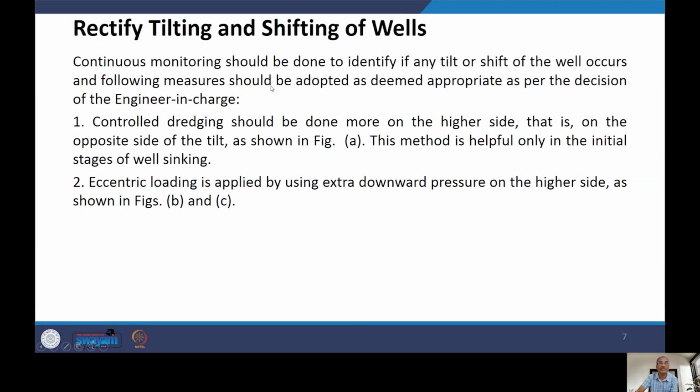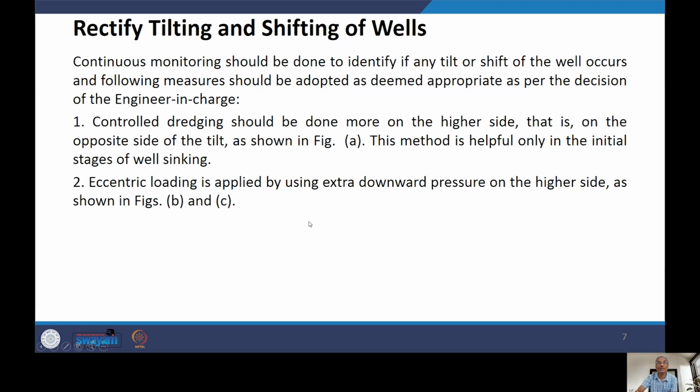Now the issue is how you can rectify tilting and shifting. Suppose there is some issue with tilting and shifting, then it can be rectified. First, continuous monitoring should be done to identify if any tilt or shift of the well occurs, and in that case, the following measures should be adopted as deemed appropriate as per the decision of the engineer in charge. First, controlled dredging should be done more on the higher side, that is, on the opposite side of the tilt, as shown in figure A.